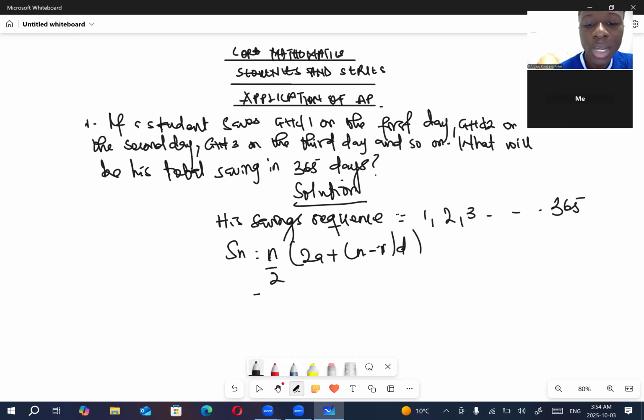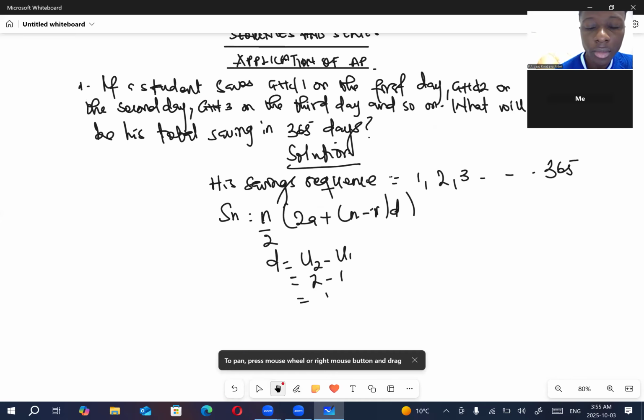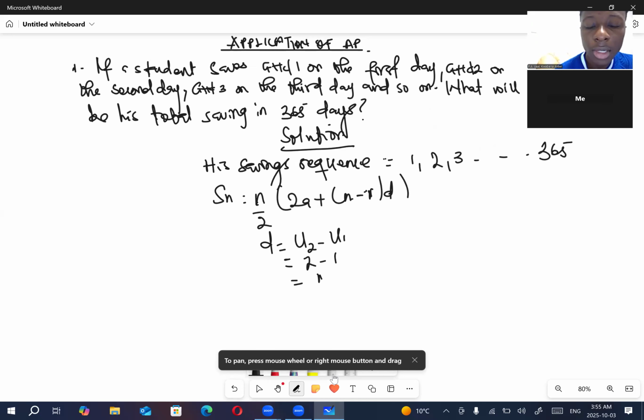Anyway, you are looking for the sum of 365 terms, right? So that'll be S365 equals 365 over 2. To find the common difference, you know, it is U2 minus U1, right? That'll be equal to 2 minus 1, so 1. This is 1. Then now let's go.